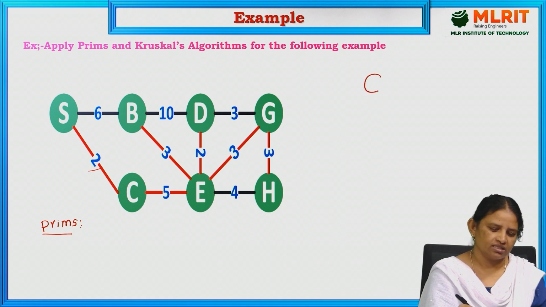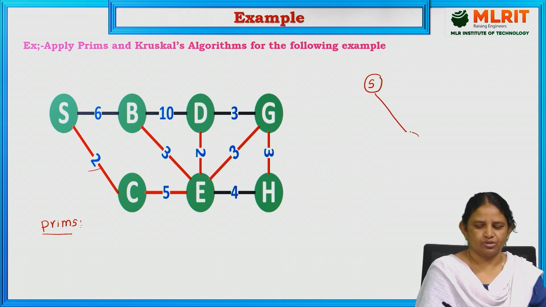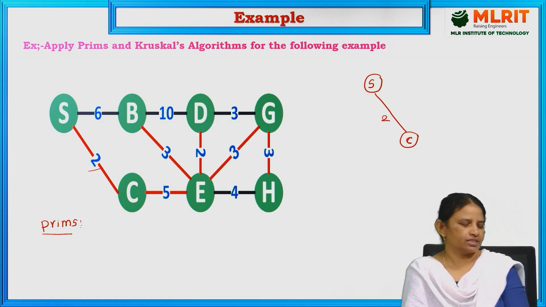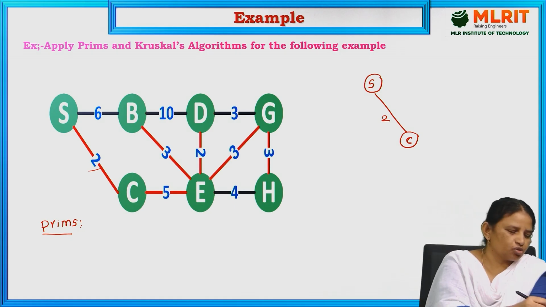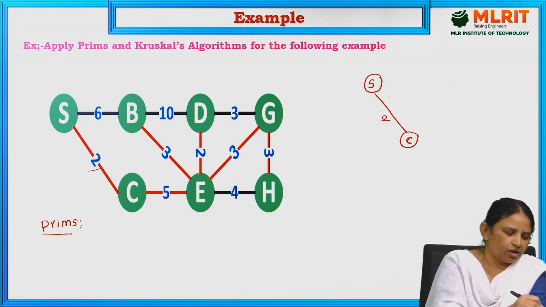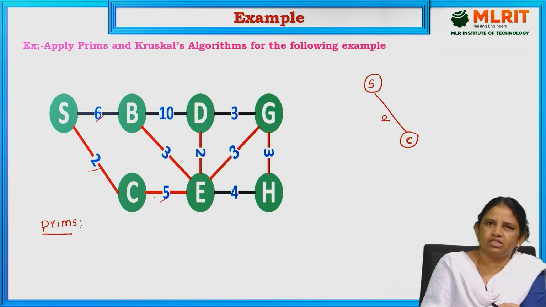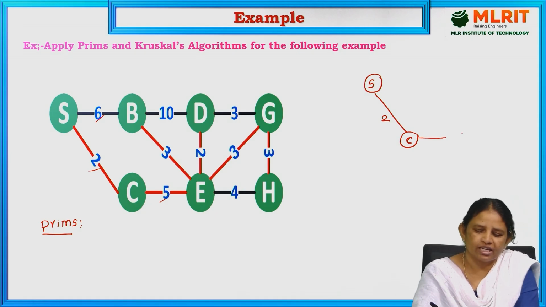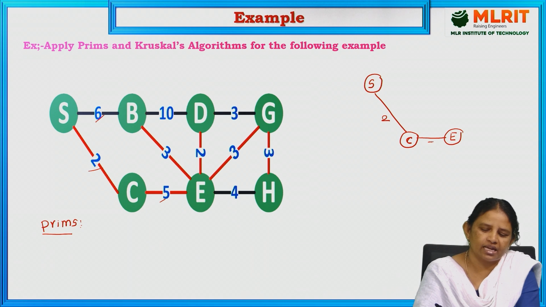We have to choose any one of the edges. That is S to C. Cost is 2. Next, what are the adjacent vertices of S? S adjacent is B, C adjacent is 5. 6 and 5, which is the least cost, that is 5. So C to E is included in the spanning tree because it does not create any cycle.